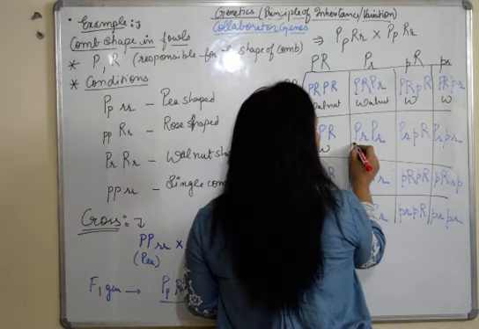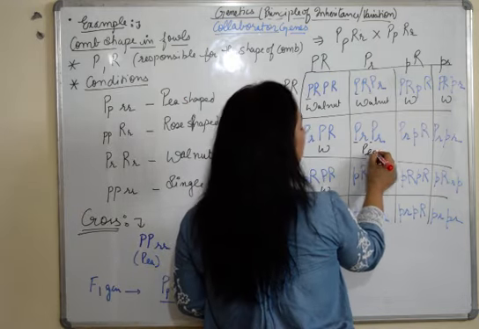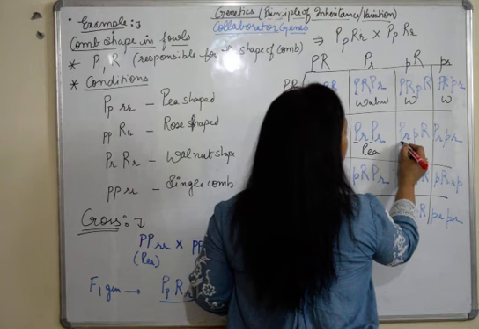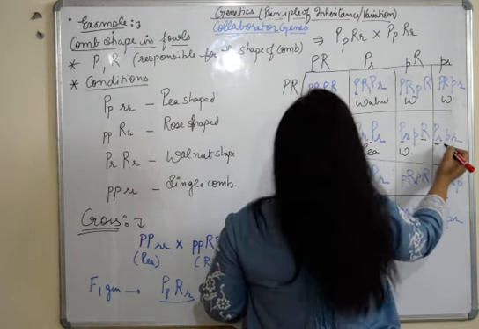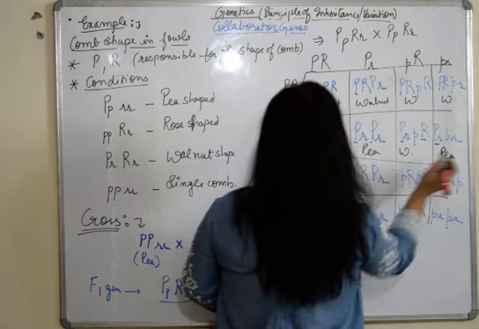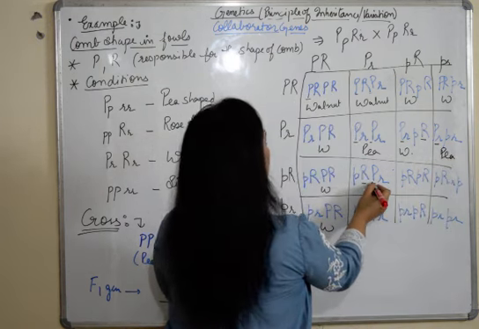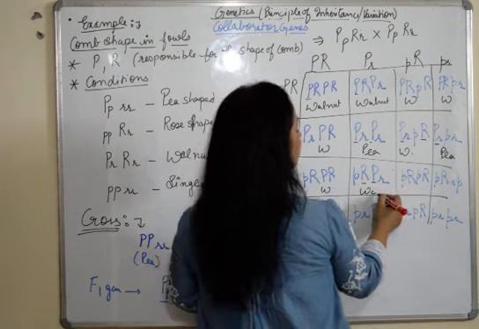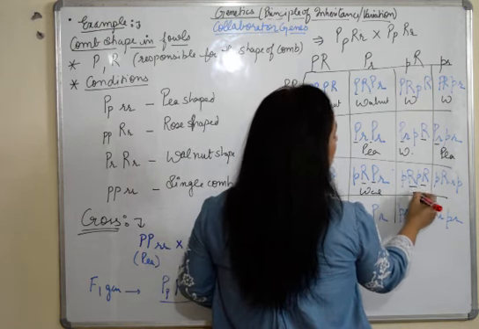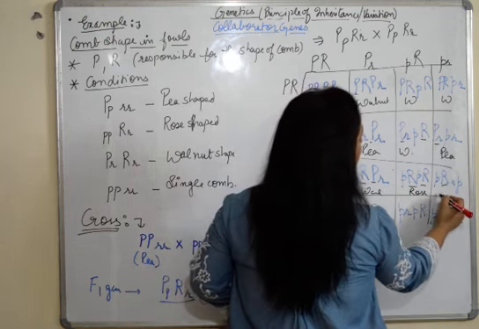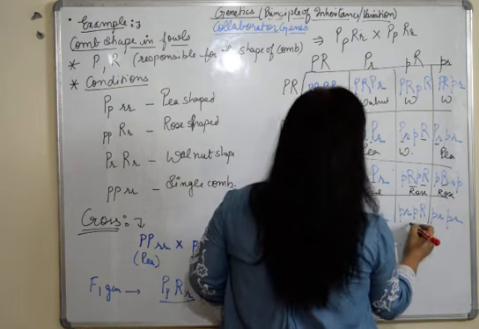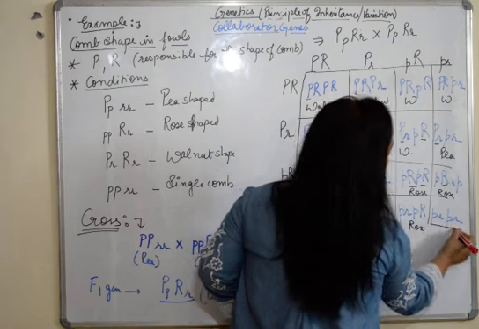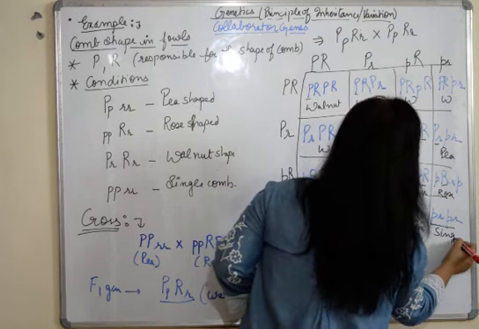Now, only P dominant, P shaped. P and R both dominant, walnut. P dominant, P shaped. R and P both dominant, walnut. R dominant, rose. P dominant, R dominant, rose, and both recessive, single comb.